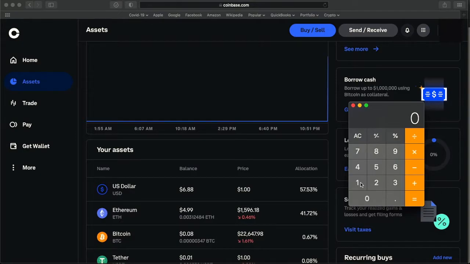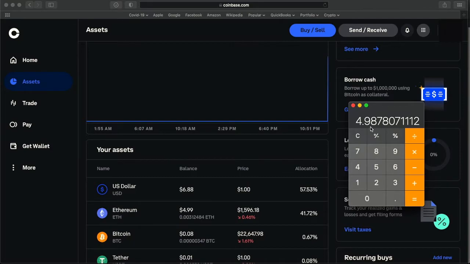Okay, so now that we've done that transaction, let's just bring up a calculator and verify that things went as we thought. 1596.18, which was the price of Ethereum. Let's multiply that times 0.003128484, and that equals my $4.99 after the fee is subtracted.